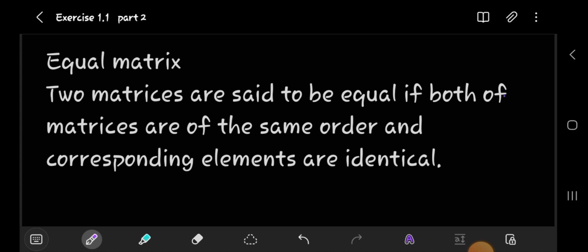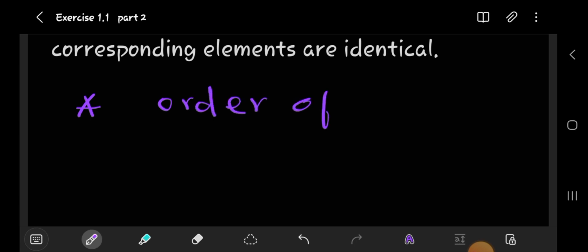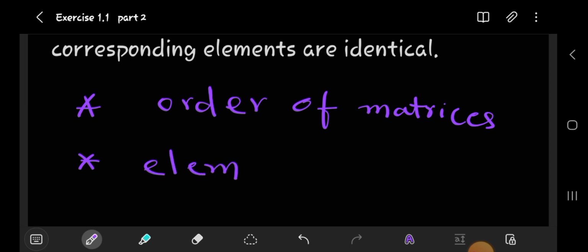Now we need to identify, with this definition, how two matrices are equal. Here there are two things. First of all, we have to check the order of the matrices, and then we need to check their elements. Elements should be identical.